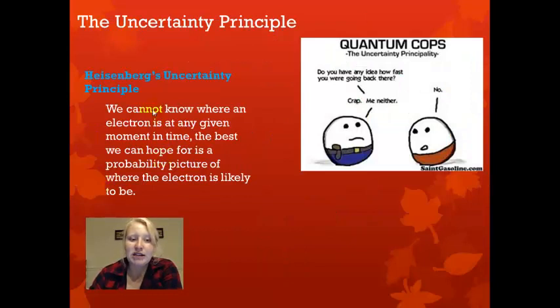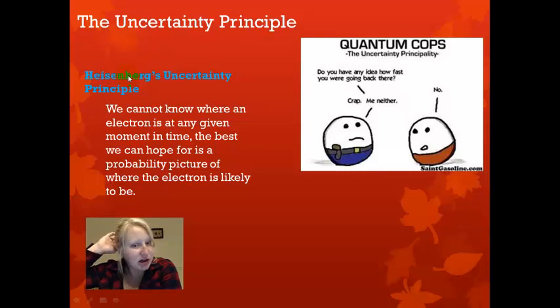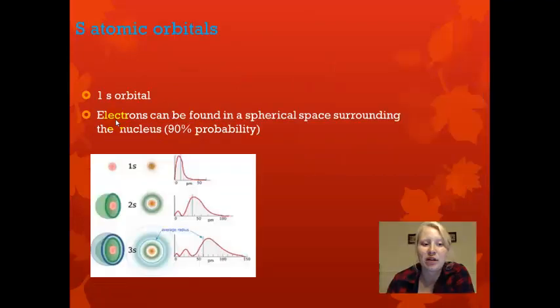So, Heisenberg's uncertainty principle. Remember, Heisenberg said that we cannot know where an electron is at any given moment in time. The best we can hope for is a probability of where the electron is likely to be. So, the problem with electron configuration is that it doesn't really explain the geometry of molecules.